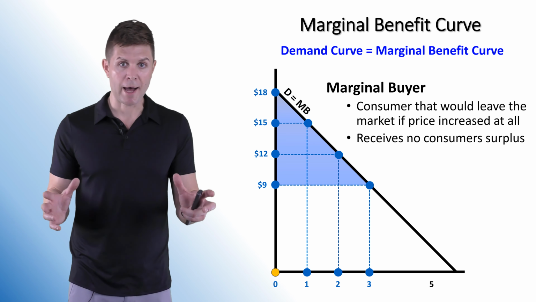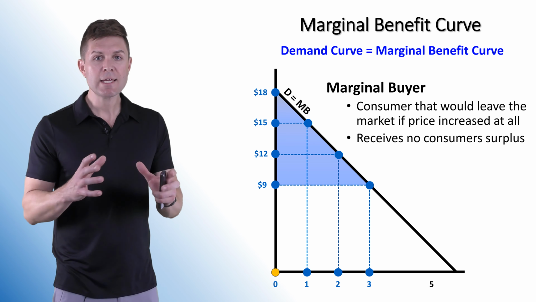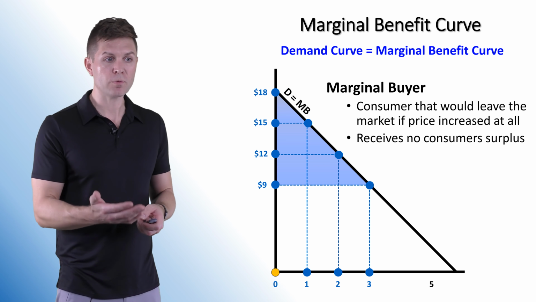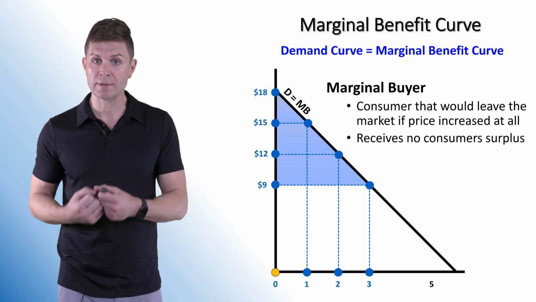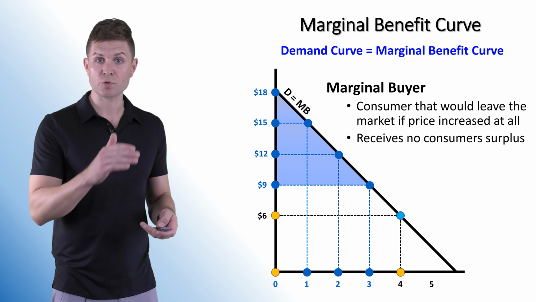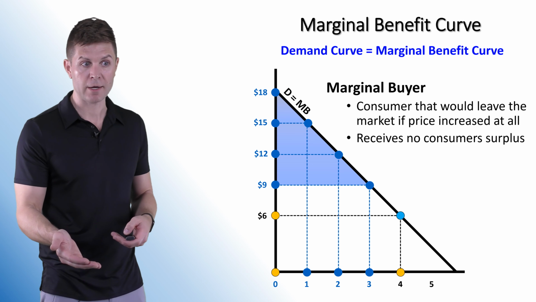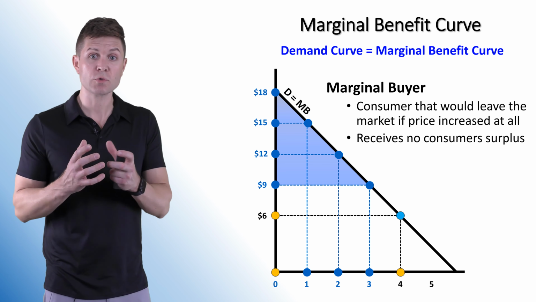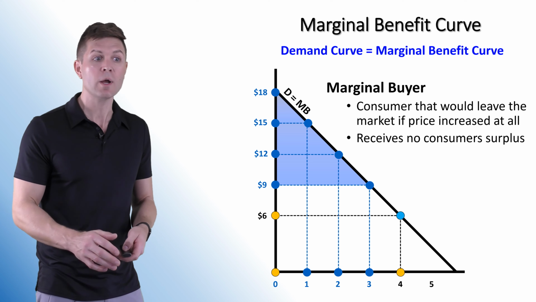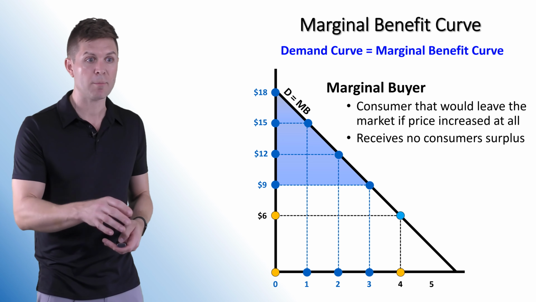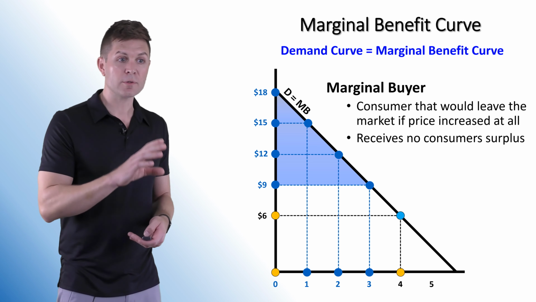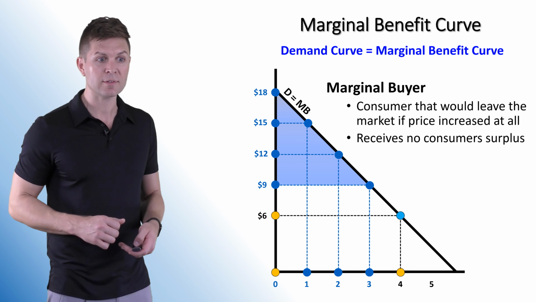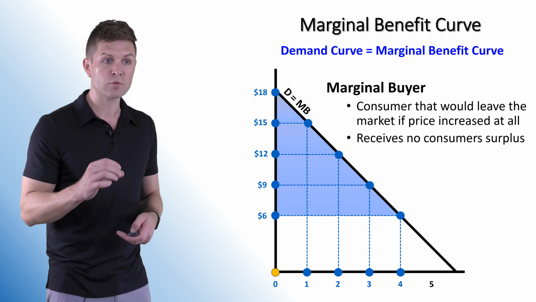Now, the marginal buyer, this is an important concept here, he is the person that would leave the market if price goes up. If price would go from $9 to $12, we would lose that third consumer. But if price would drop down, we're going to gain another marginal buyer. Price goes down to $6, we gain that fourth consumer. He is now willing to buy the product because price is a little bit lower. But if it goes up any higher, he's going to leave the market. He is the marginal buyer. The marginal buyer receives no consumer surplus from buying this good. He values it at $6. It costs $6. His consumer surplus is 0.